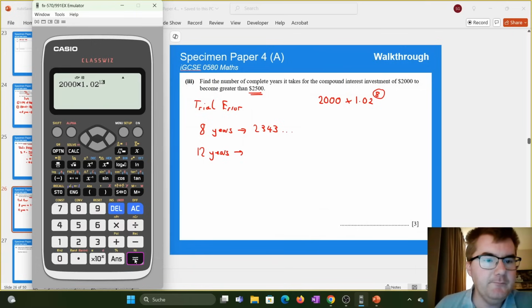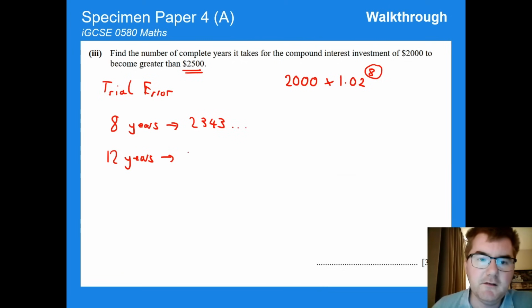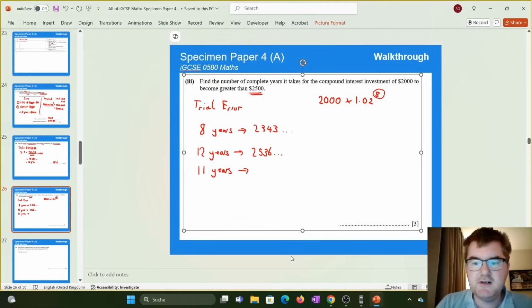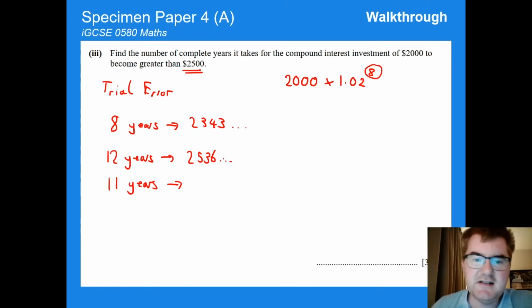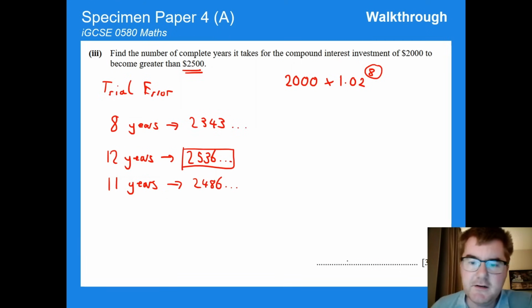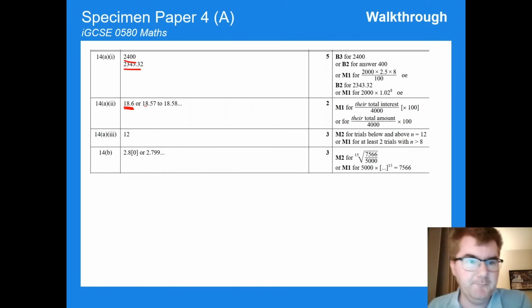So 12, that gives us, oh, we're straight over to 2,536. So we need to try 11 because maybe 11 is enough to get over $2,500. So if we go back and change this to 11, I like this feature. 2,486. Okay, that's pretty good. So that means 12th year is what's required in order to cross that threshold of $2,500. Again, you need to show some kind of trials here in order to show you've actually worked this out.